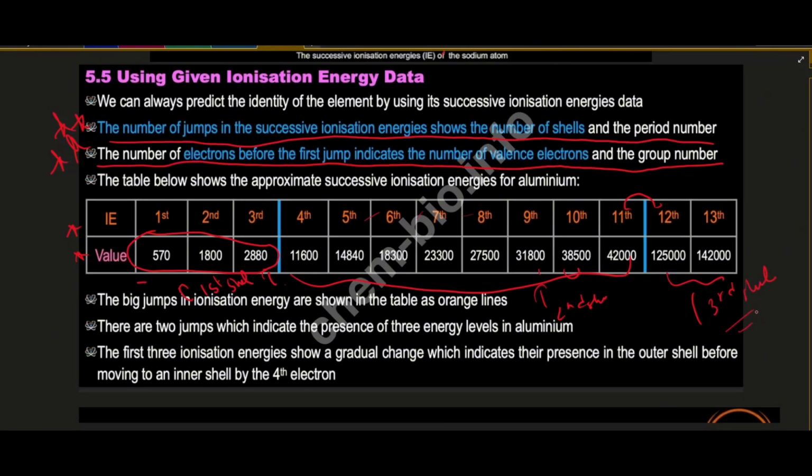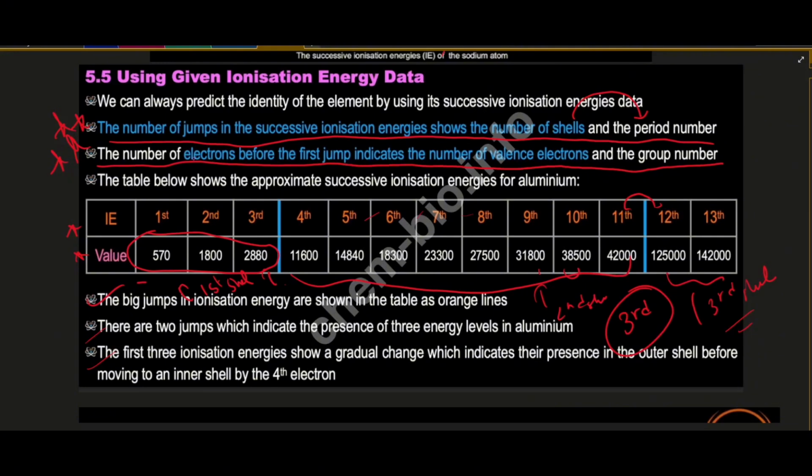Okay, so that's how things work. By identifying the number of jumps in the ionization energy, we can understand the number of shells. And we know that the number of shells in an element represents the period number in which it is present. So there are three shells, it's in the third period.